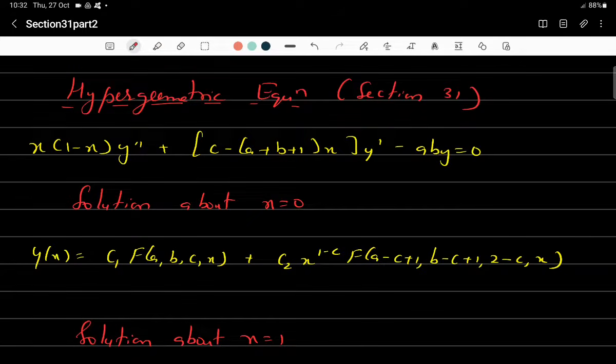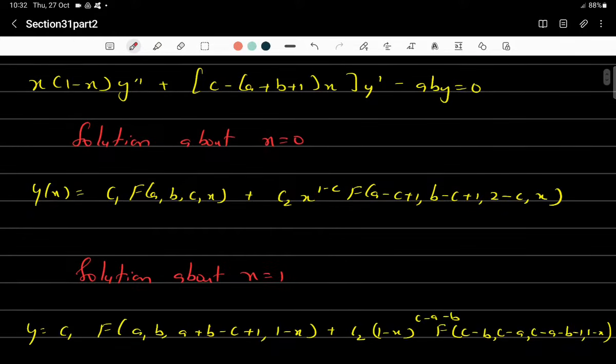Good morning everyone. So recall that in the last class we discussed the hypergeometric equation, which is x(1-x)y'' + [c - (a+b+1)x]y' - aby = 0, where a, b, c are constants. And then we discussed, since here x = 0 and x = 1 are regular singular points, their solutions about x = 0 and x = 1.